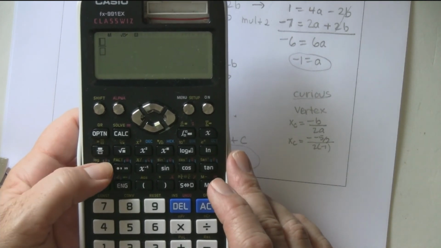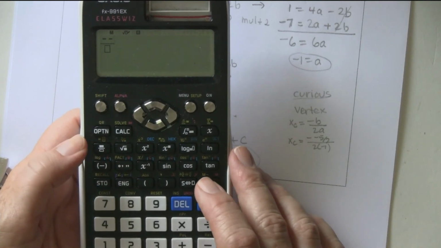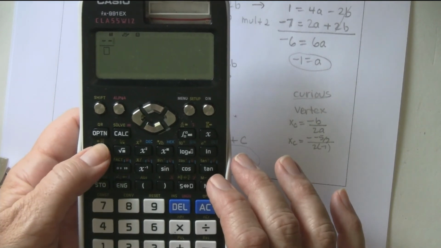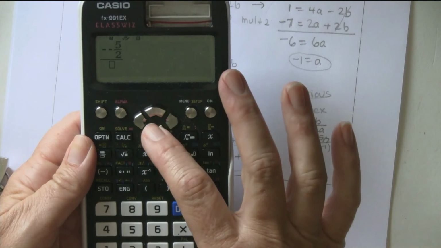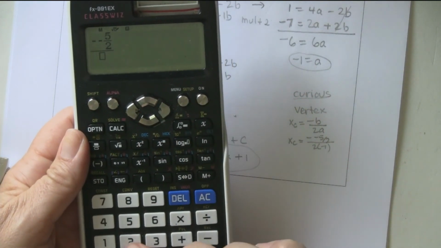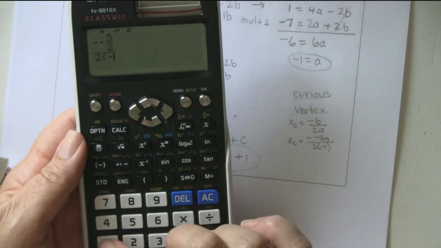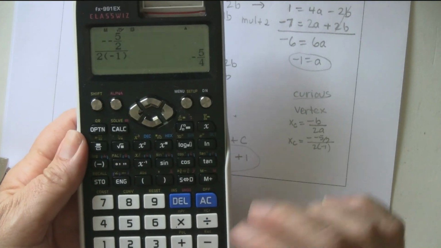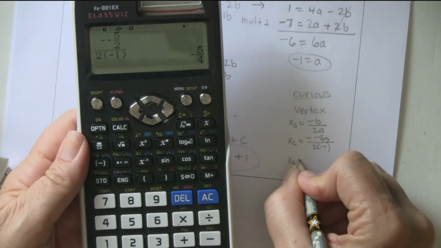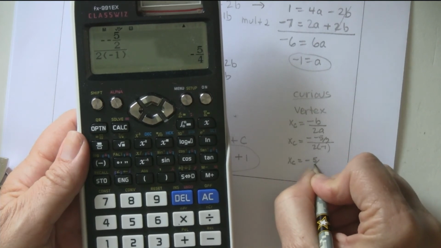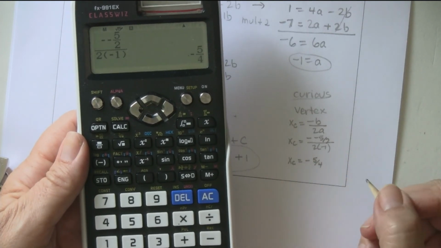Okay, so this is negative of negative, and then I have 5 halves, and I could put the fraction key again if I wanted, or I could have done it with division, and then divided by 2 times negative 1, and negative 5 over 4. So that's what I was thinking it was, but now I kind of verified it. That's the x-coordinate of the vertex, x equals negative 5 over 4.